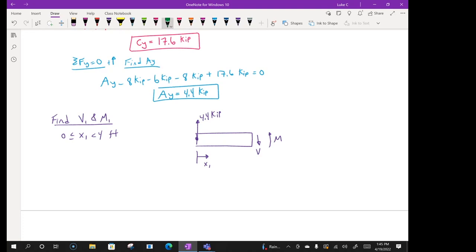So we sum the forces in the Y, 4.4 kip minus V equals 0. And along this section, the shear force is 4.4 kip. It's constant.